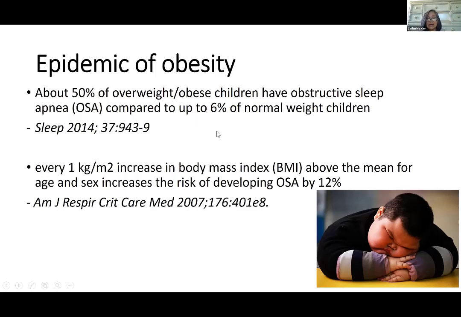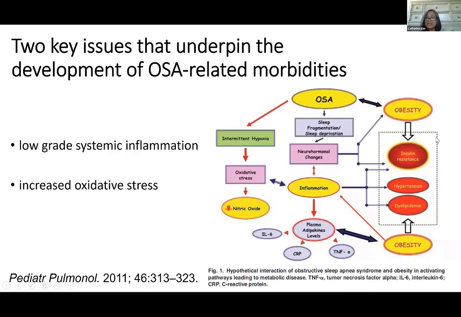Now that we are in the epidemic of obesity, it is very important to know that there is a significant impact of being overweight and obese. If you are overweight and obese, about 50% of this population would develop obstructive sleep apnea, as compared to only 6% of normal weight children. And every increase in your body mass index by 1 above the mean for age and sex increases the risk of developing OSA by 12%. Now, this diagram is very important to drive the point that OSA and obesity feed each other.